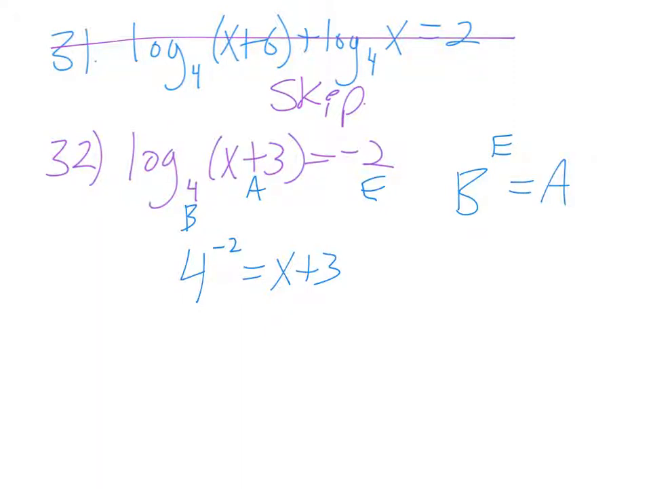And then from there we've got 4 to the negative 2 minus 3 is equal to x. That would be totally okay as an answer. If you wanted to do this out, you'd end up with something over 16. But this would be an acceptable answer for me.